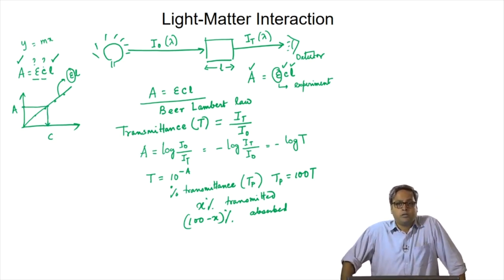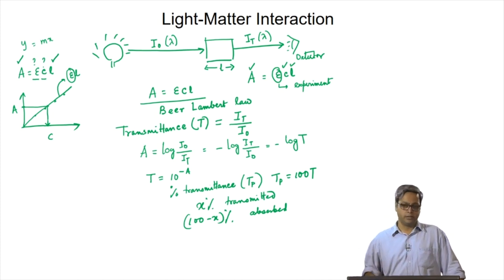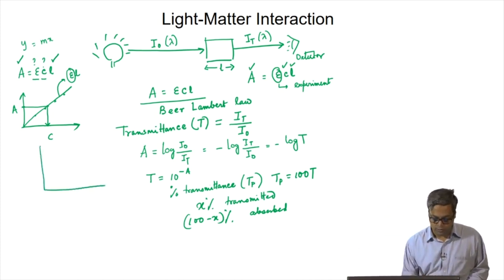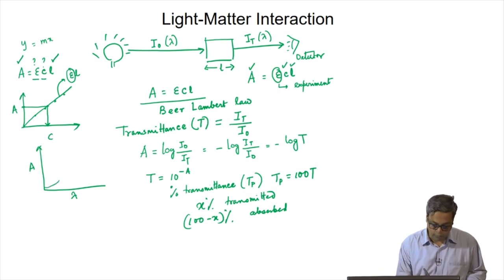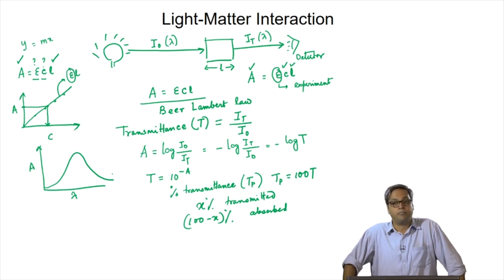Now, if we plot A versus wavelength for any molecule, so we are plotting absorbance or A on the y axis and wavelength on the x axis, we get a curve which is known as an absorption spectrum.